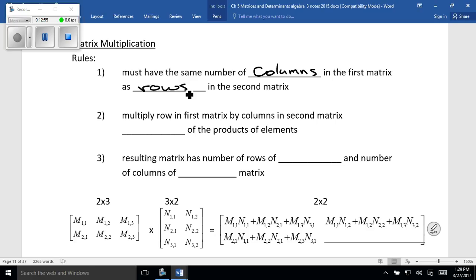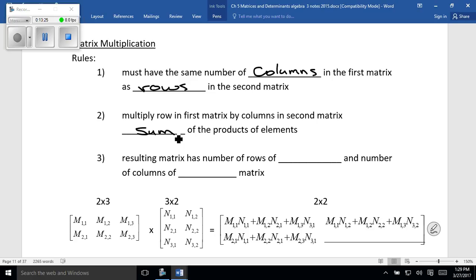Multiply the row in the first matrix by the column in the second matrix, and you add the products of the elements. That doesn't make sense yet, but that's what you do. Sum of the products of the elements. So they have to be different? No, 2 by 2s will work. 3 by 3s will work. If they're squares, they still work.